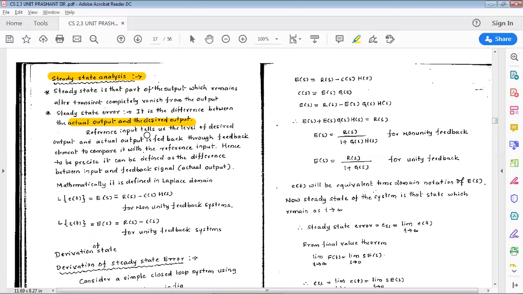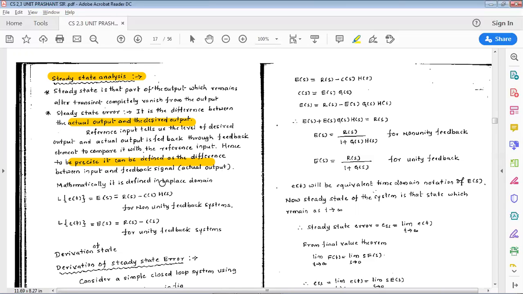So reference input tells us the level of desired output, and the actual output is fed back through a feedback element to compare it with the reference input. Hence, precision can be improved. Error can be defined as the difference between input and the feedback signal or actual output.